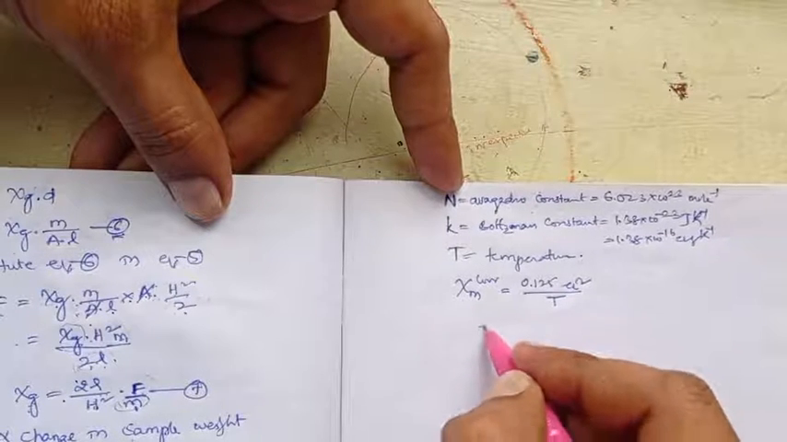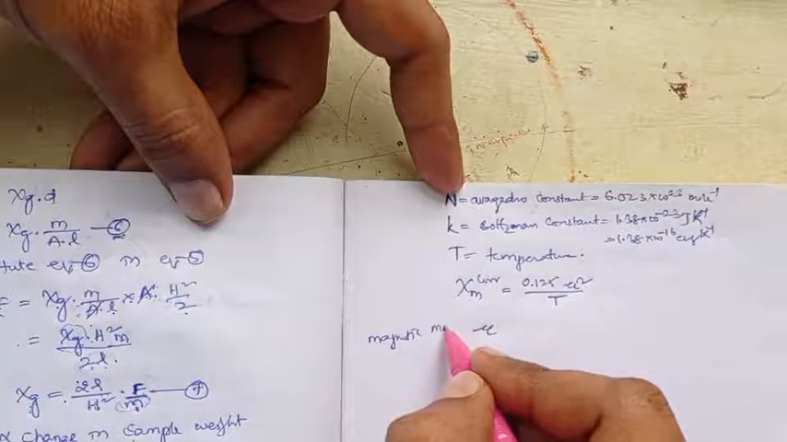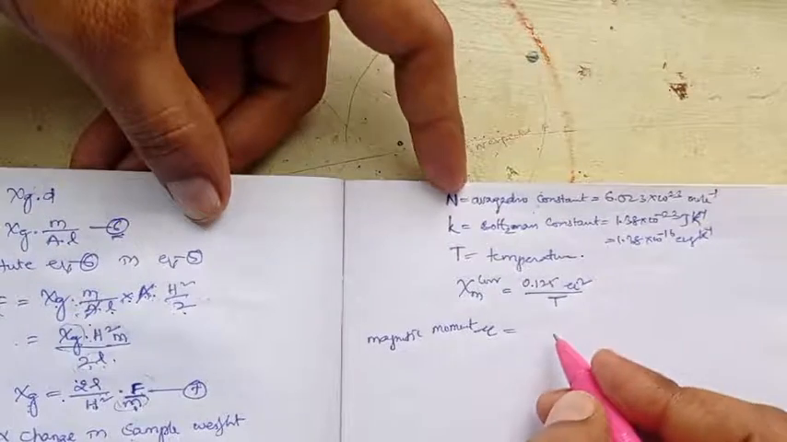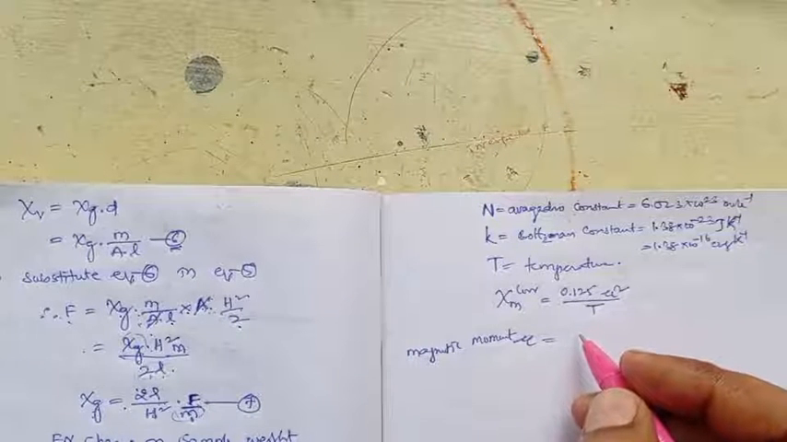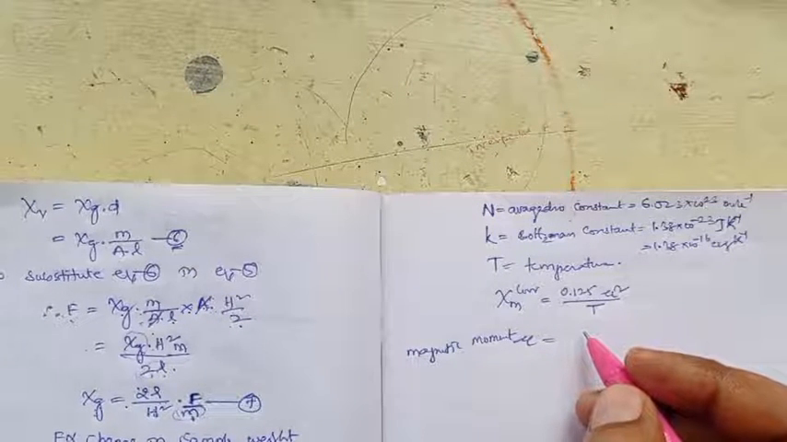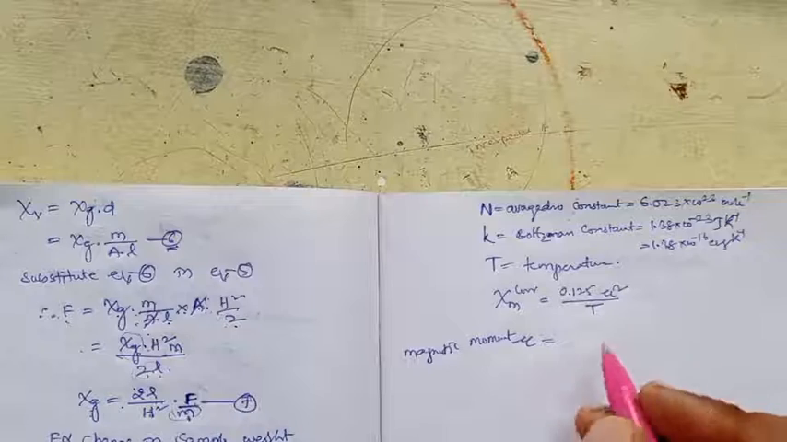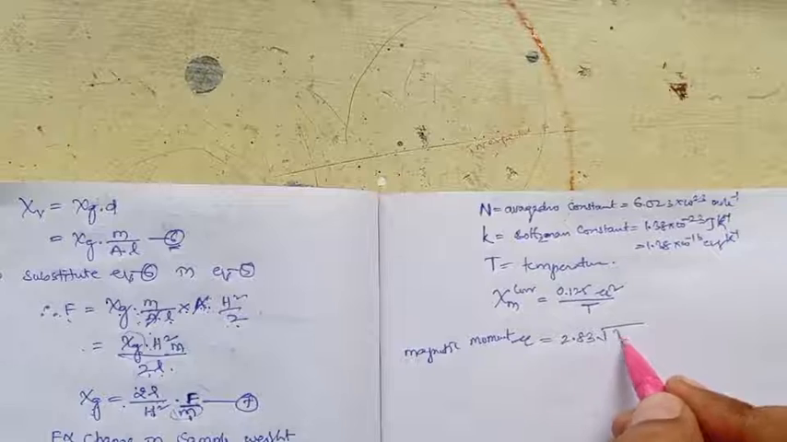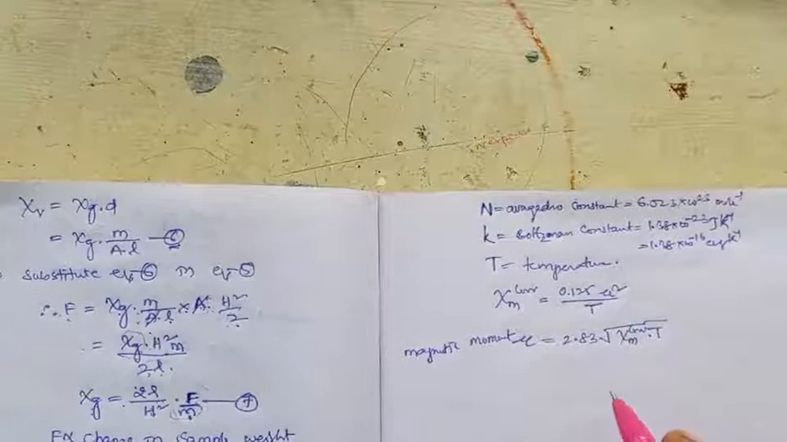So here, to calculate the magnetic moment, mu is equal to the square root of chi into T, that is, 2.83 under root of chi m corrected into T.